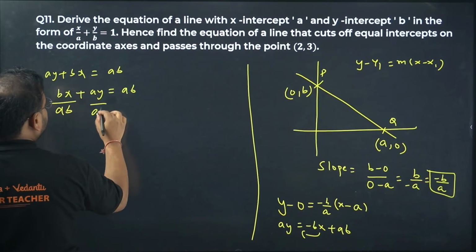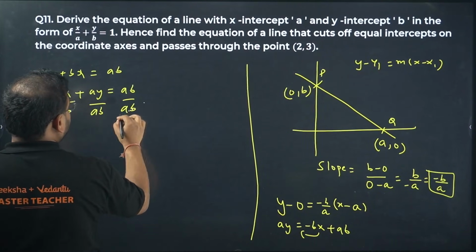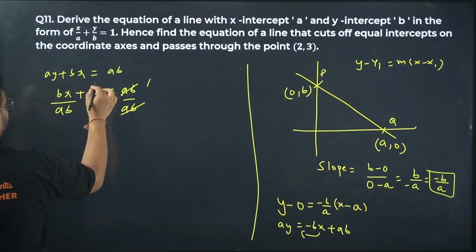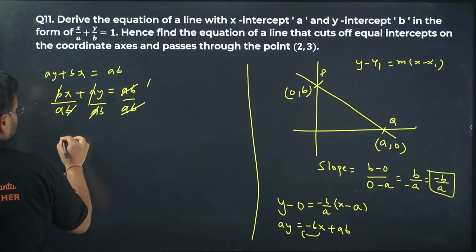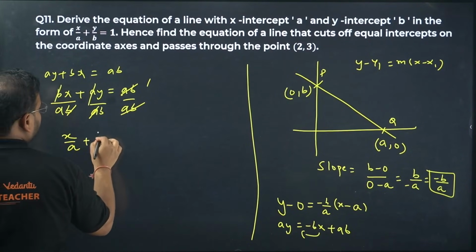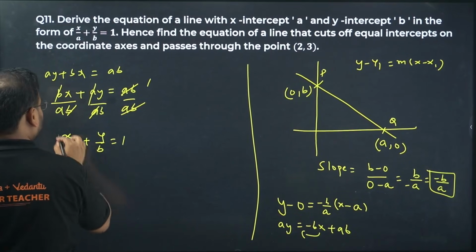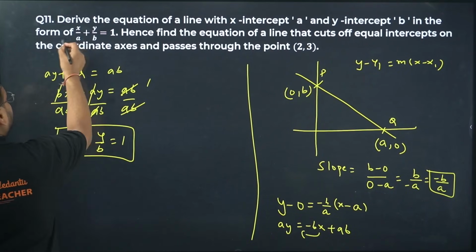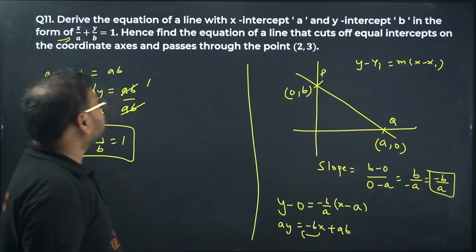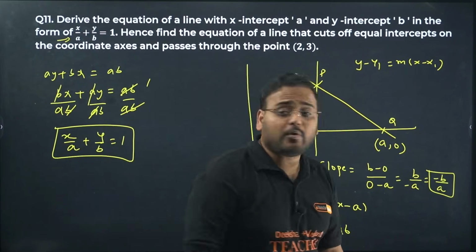AB cancelled, AA cancelled, BB cancelled. So x upon A plus y upon B is 1. Please check.